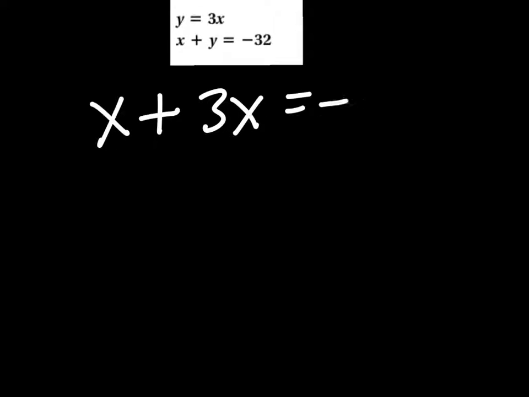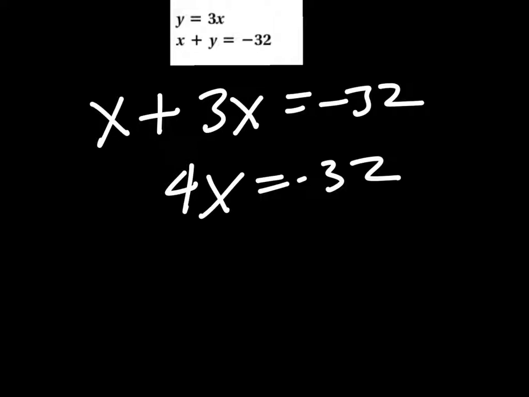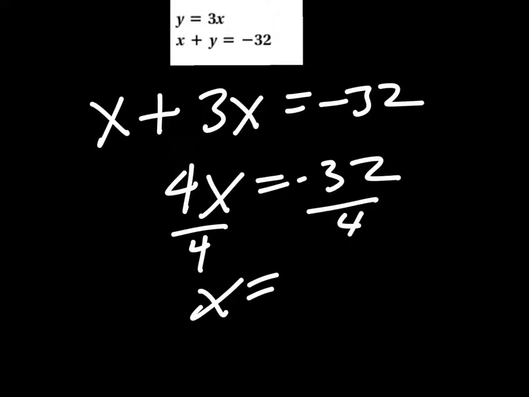So we'll say that, again, we know that in this second equation, x plus, and again, I'm going to take that y and substitute the 3x for it, because up above it says that y is the same as 3x. So x plus 3x equals negative 32. Notice no more y to deal with. So 1x plus 3x is 4x equals negative 32. Divide by 4, x equals negative 8.